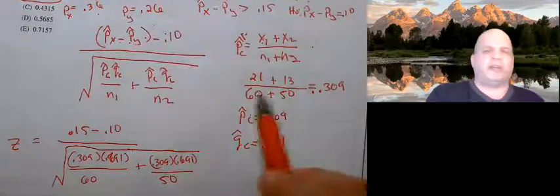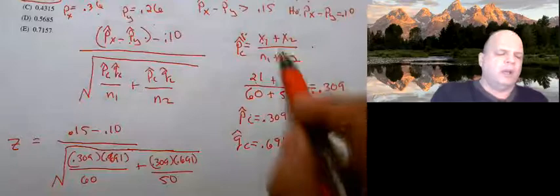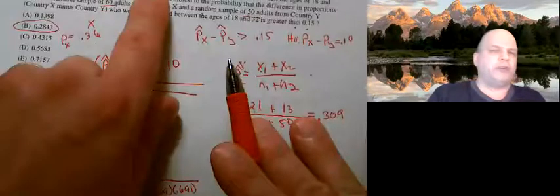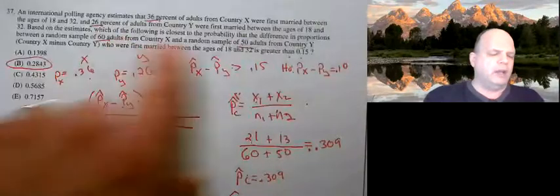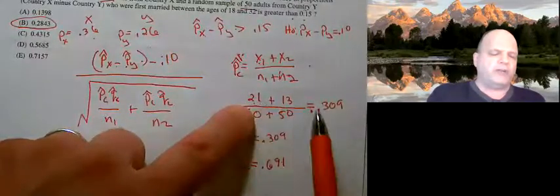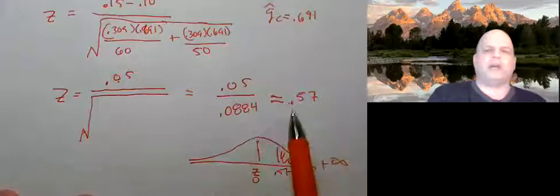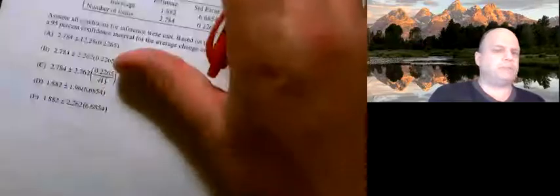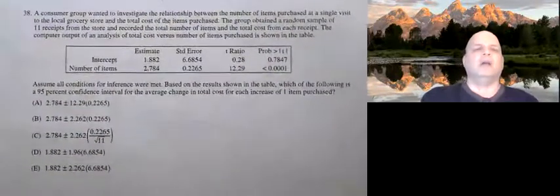Because it was a hypothesis test, I needed to combine them. I needed to get a P hat combined. And so we have 36% of 60, which is about 21, and 26% of 50 is 13. So that's where the numerators came from. And when I did this, I get 0.309. So that gives me my P hat C and my Q hat C. And then when I solve it out, I ended up here. Tough problem, don't stress it. And if you do have questions about it, I'll be more than happy to answer them to the best I can.